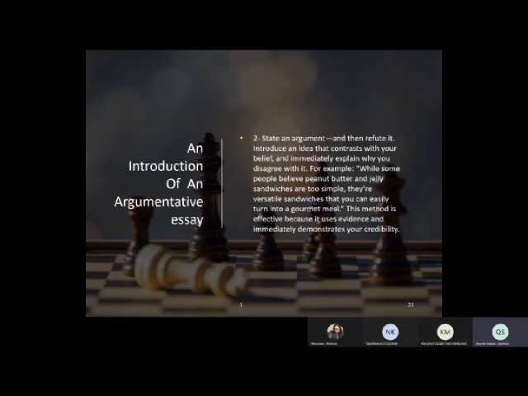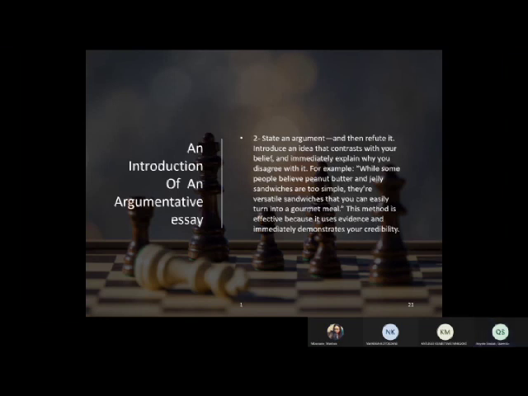So you see that I have mentioned what others are saying about my topic. That is the refutation. But then you come back to say, you know what, your essay will prove that your argument is actually the best. So let's see the example I have here. While some people believe peanut butter and jelly sandwiches are too simple, they are versatile sandwiches that you can easily turn into a gourmet meal.